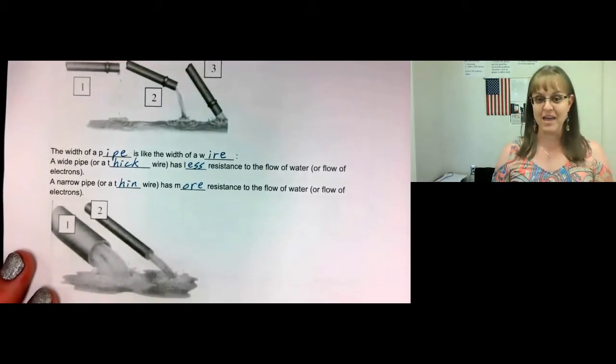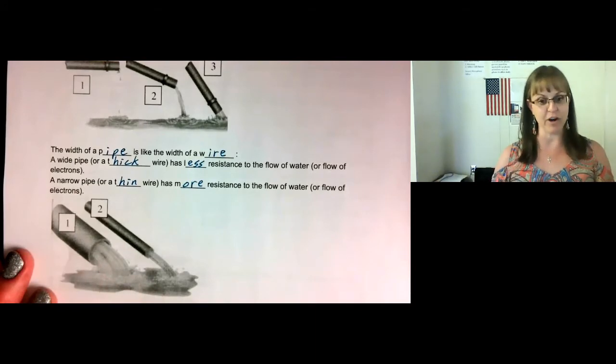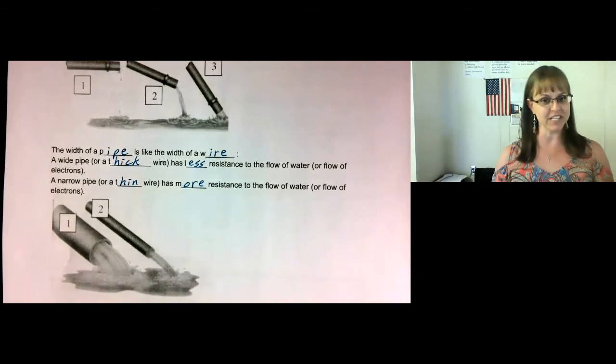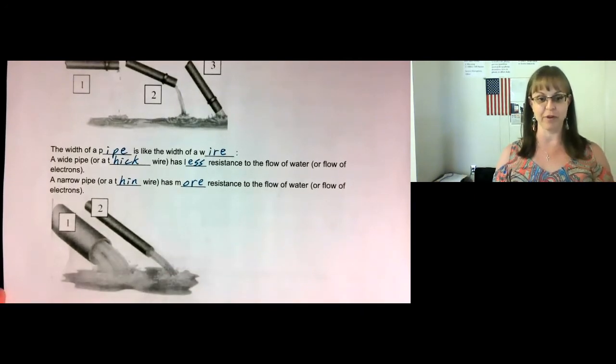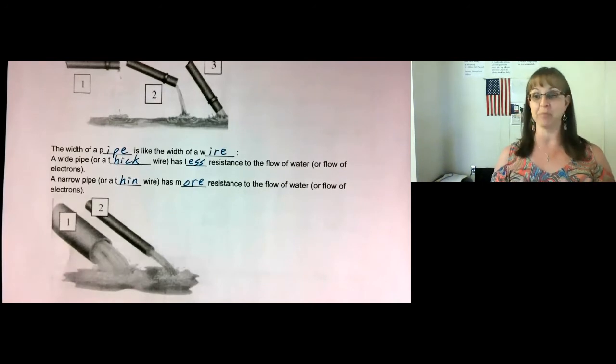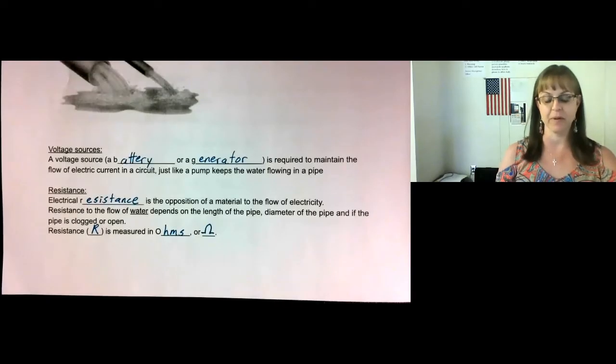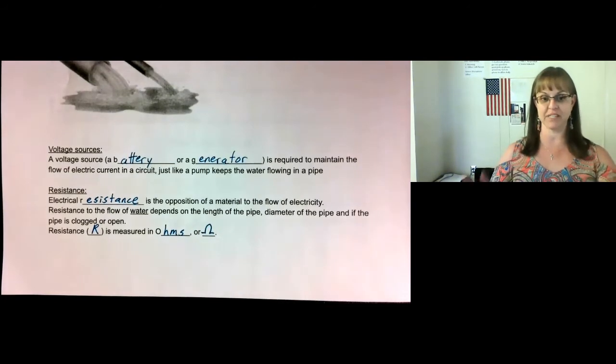Finally, the width of a pipe is like the width of a wire. A thick pipe can carry lots of water because it only has a little resistance. So thick wires have less resistance because there's more room for the electrons to flow. A thin pipe has more resistance, less water can flow through. And a thin wire has more resistance because fewer electrons can fit in it to flow through. What produces the voltage? That would be a battery or a generator. Those are what pump the electrons through a circuit.